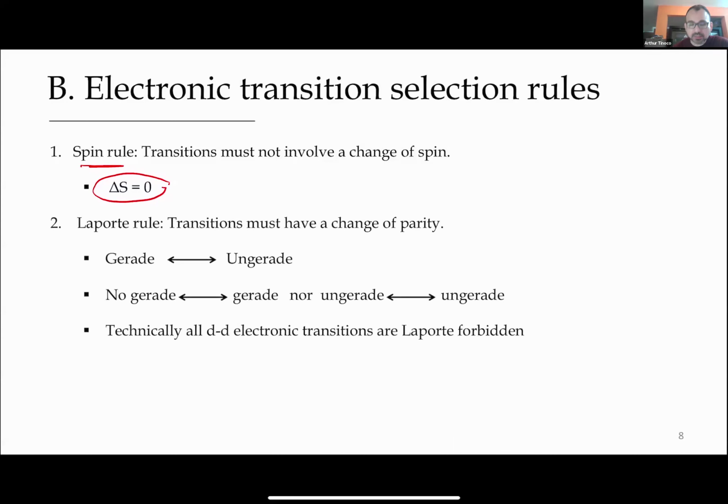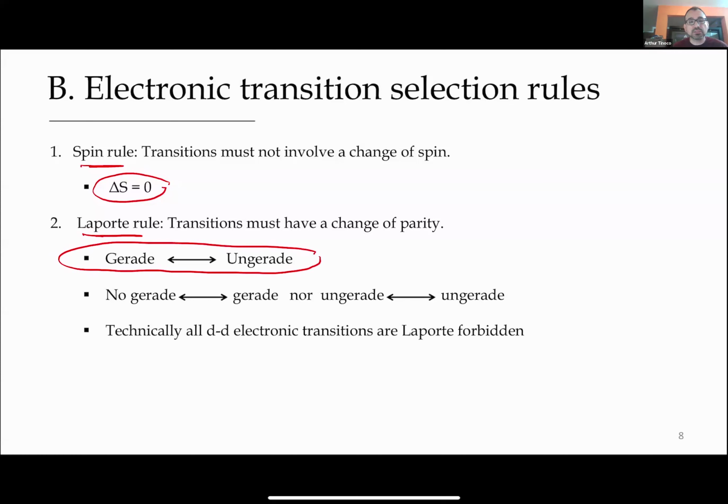Then there's another rule, which is called the Laporte rule. According to this rule, transitions must have a change of parity. And this terminology, parity, has to do with the symmetry. So what that means is that if you're going to have a transition between orbitals, they need to be such that the symmetry of the orbitals must change.